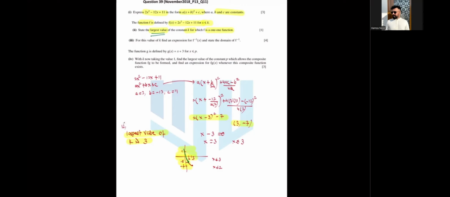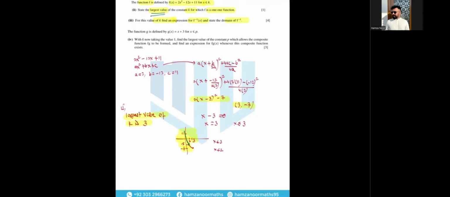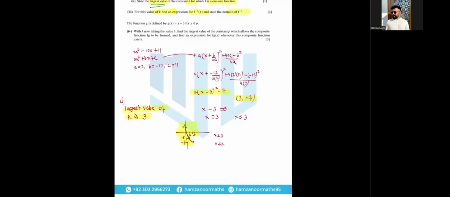Now coming on to the next part. Part 3 says that for this value of k, find an expression for f inverse x and state the domain of f inverse. Okay, so I'm going to erase this thing over here, and I'm going to solve part 3 over here. I'm going to make a separator.